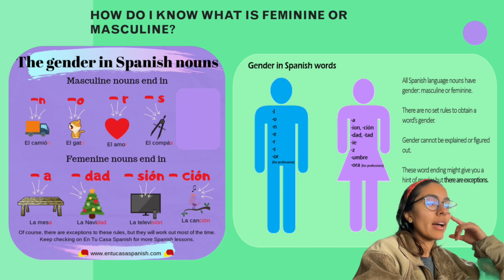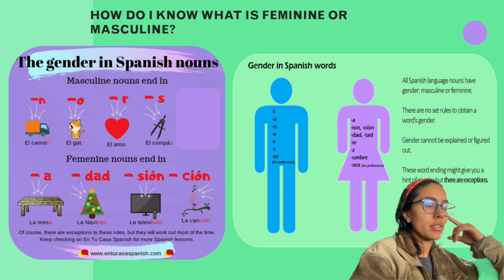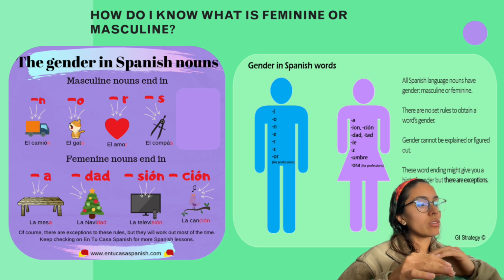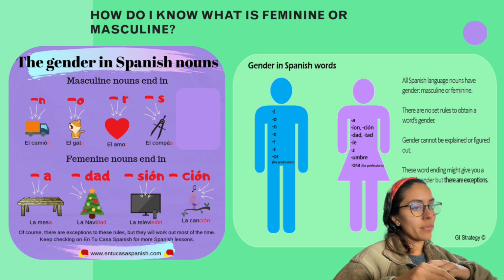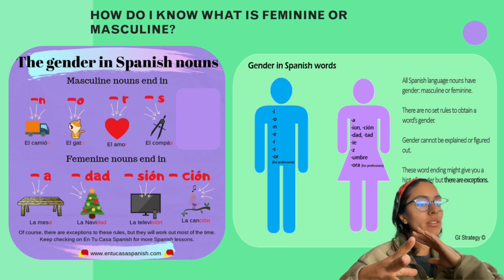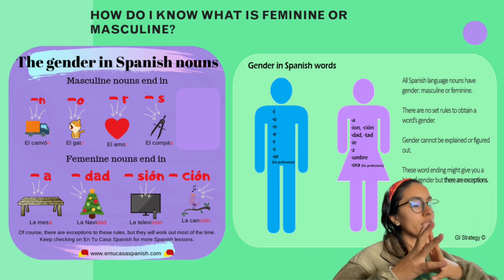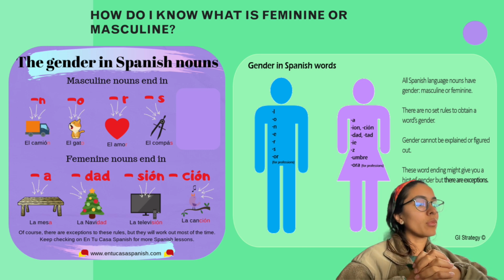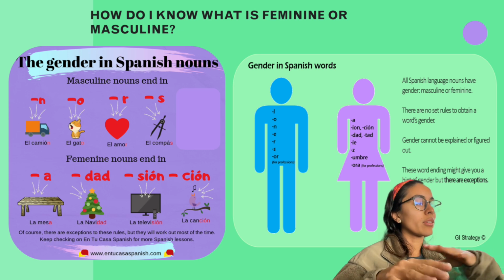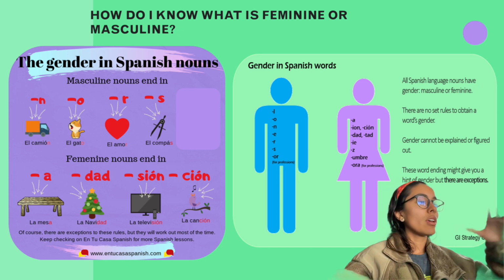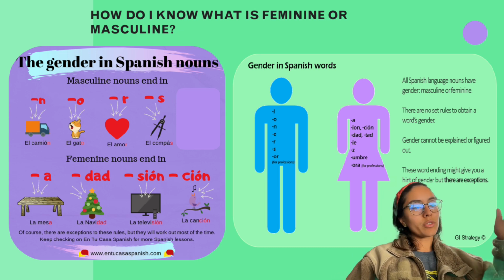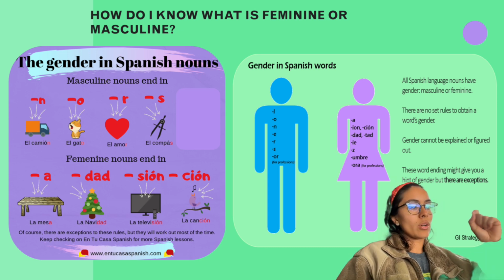So here we have, how do I know what is feminine or what is masculine? So there are indeed some rules, as I was mentioning. They can get a little confusing. We're gonna go little by little, and eventually, after some time, we're gonna start getting it. Oh yeah, I recognize this is for masculine. Oh yeah, I recognize this is for feminine. So we have more rules for the masculine besides just ending in O.